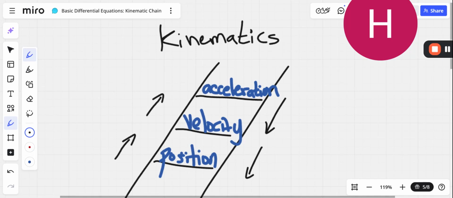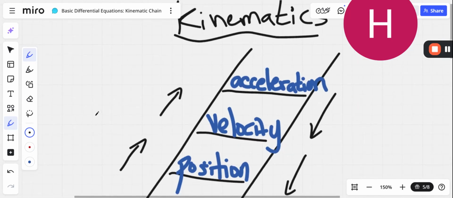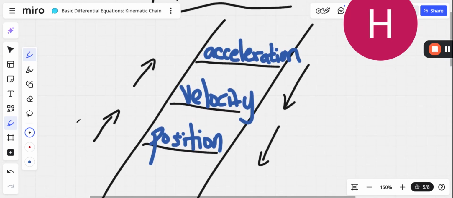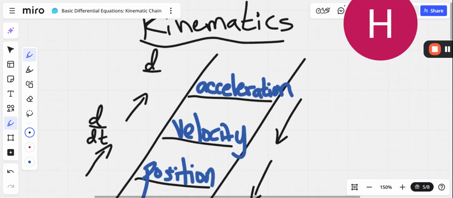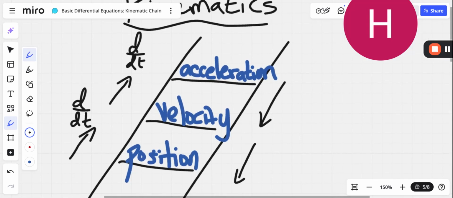So just a little recap about kinematics. If you haven't seen this in physics already, you've seen this in calculus, that's for sure. There's a connection between the position of an object that's moving and its velocity and its acceleration. And that connection, if we go up the chain or up the ladder, is a derivative. So we take a derivative with respect to time. And so we can think of the acceleration as the derivative of the velocity, and we can think of the velocity as the derivative of the position.